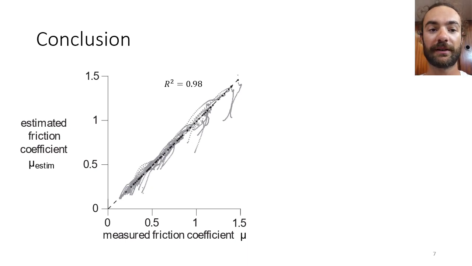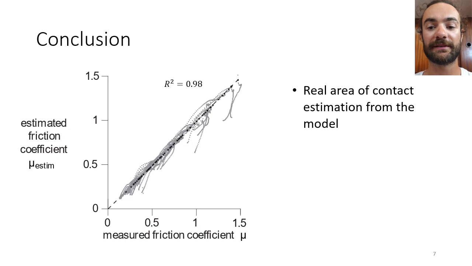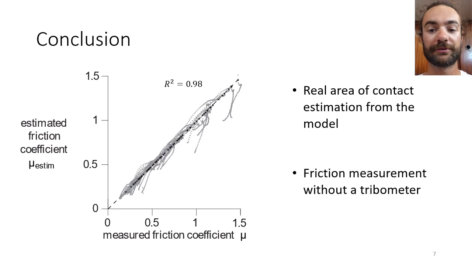The use of a multiscale contact model gives the possibility to estimate also the real contact area. This new achievement opens the door for friction measurement and control on an ultrasonic vibrating plate without adding additional sensors.